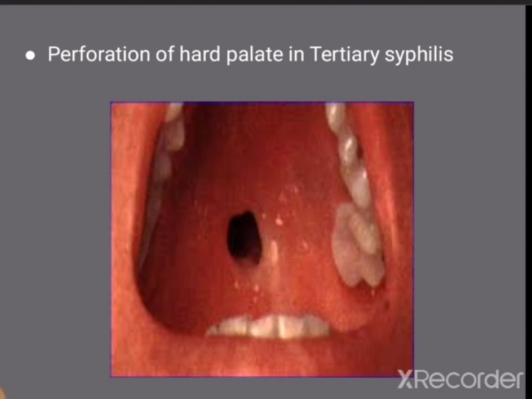Then the next applied is the perforation of the hard palate. So in this diagram we can see the hard palate is perforated. There is a pore formation in this hard palate, and it is observed in the tertiary syphilis.